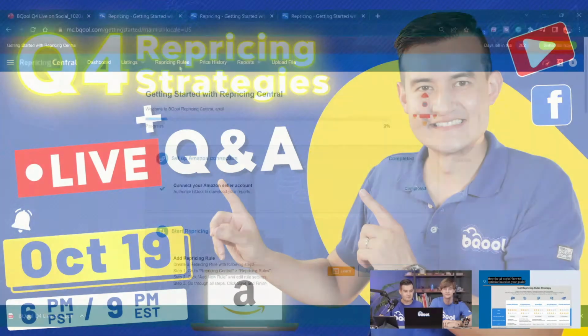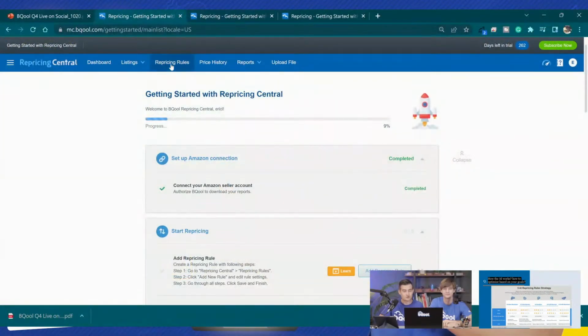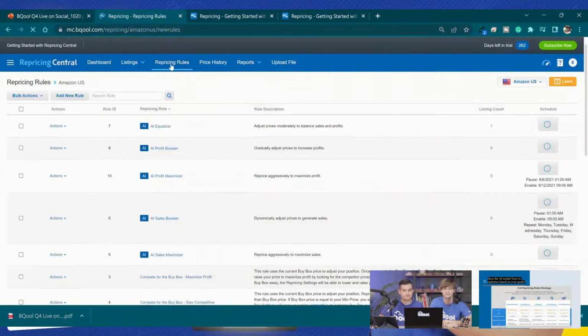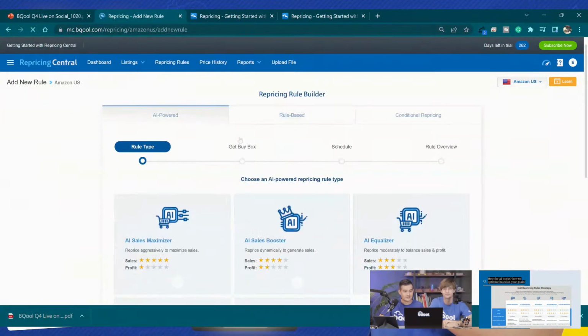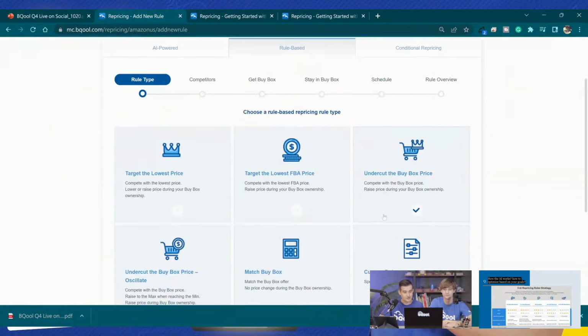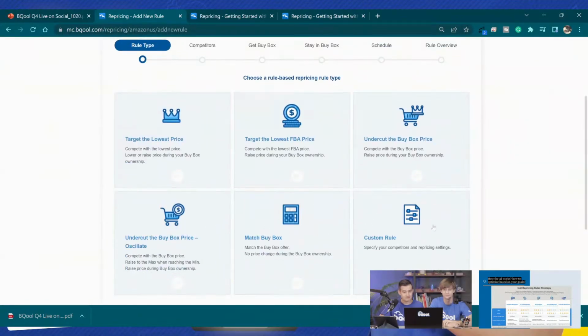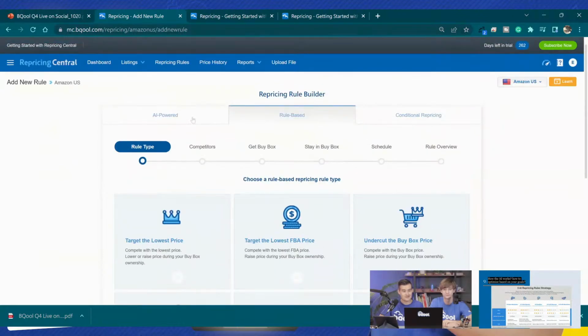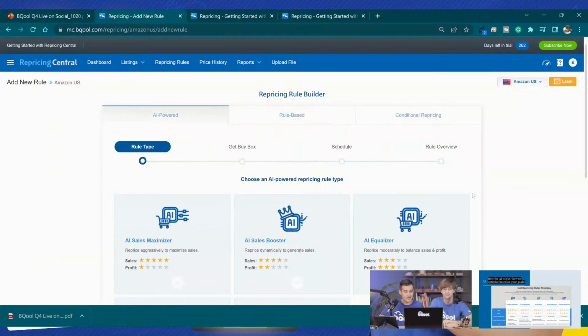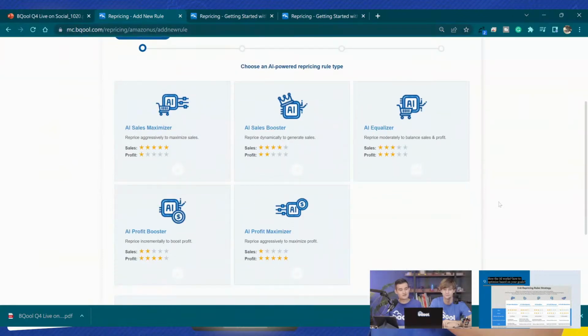So I'm inside my Repricing Central account and I'm going into the repricing rules. As I click repricing rules, I go to add new rule. These are the rule-based rules that we talked about. There are five of them plus a custom rule, and the one that works well for many people is match buy box. You can look at many videos we have about this. And there's the AI-powered rules. I'm going to explain a little bit about the five different AI-powered rules and who they are for.